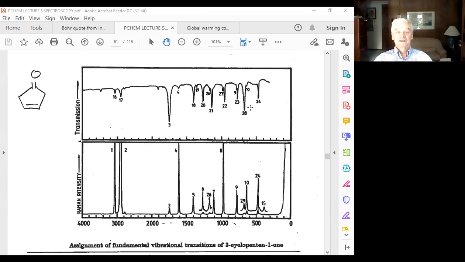If we try to look at them in infrared, we don't see 1 and 2. We do see 3 because that was the strong carbon-oxygen stretching. 4 was the carbon-carbon double bond stretch, but it's very weak. And then we see 9 and 10 as little blips. But most of these other bands that we see in the Raman, we don't see.